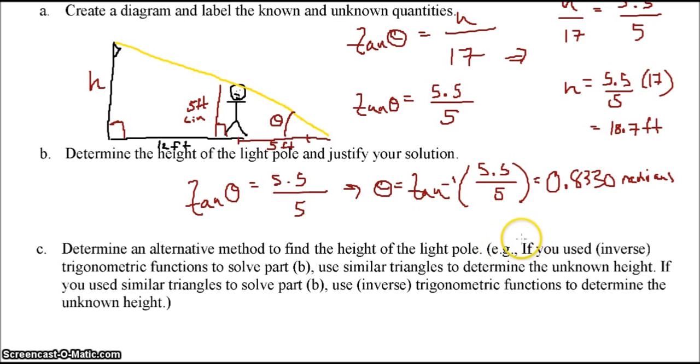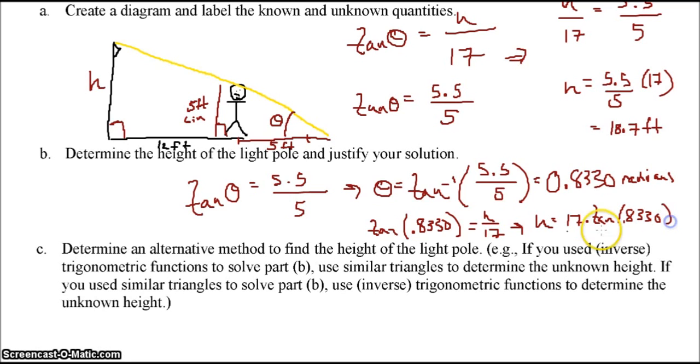Now we can go back to this equation that we had used earlier, because now we know what h is. Wait a second. We know what theta is. Theta is 0.83, and that equals h over 17, and that means that h equals 17 times tangent of 0.83, which is 18.7 feet. Alright.